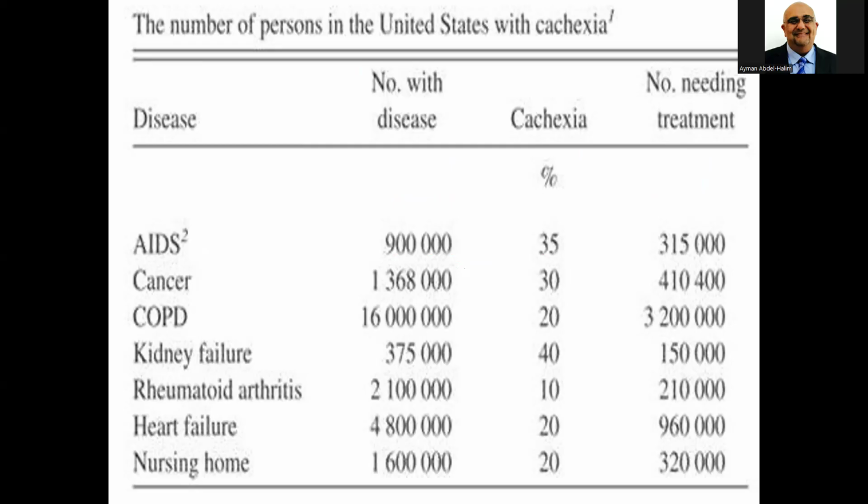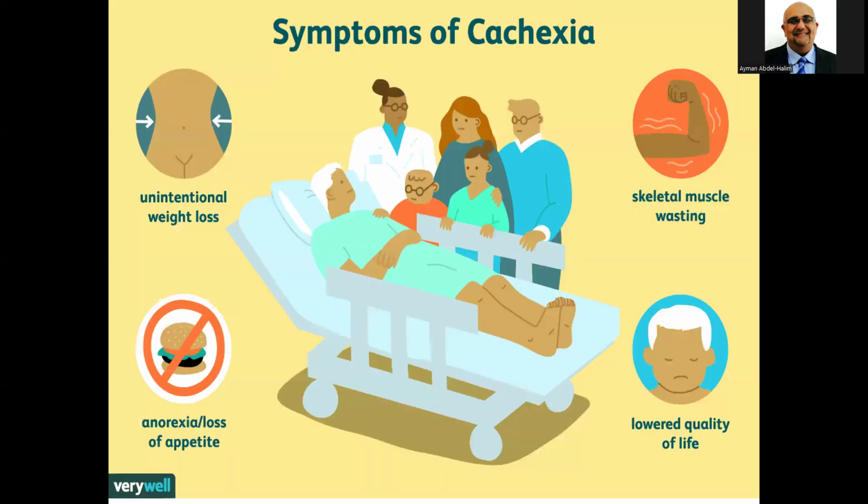From this table, you can find out that kidney failure is the commonest cause of cachexia, followed by AIDS, followed by cancer, followed by COPD and heart failure. Symptoms of cachexia, as simple as such: unintentional weight loss, skeletal muscle wasting, lowered quality of life, and anorexia or loss of appetite.